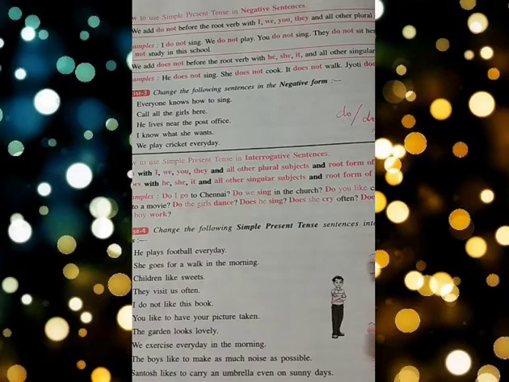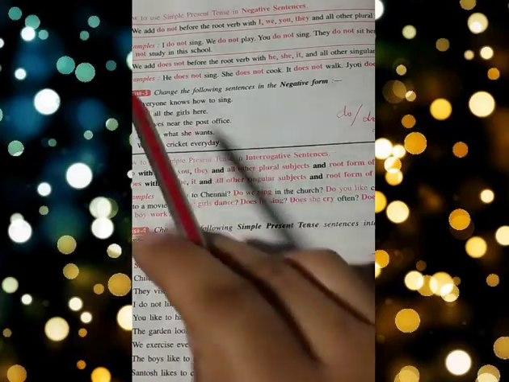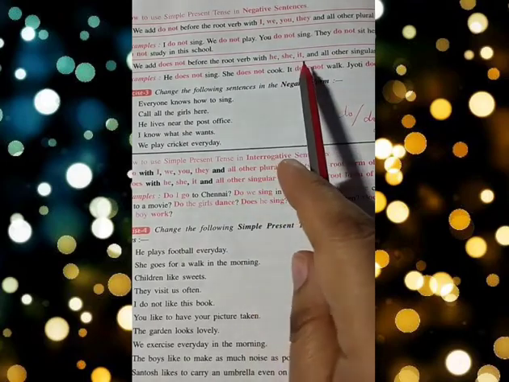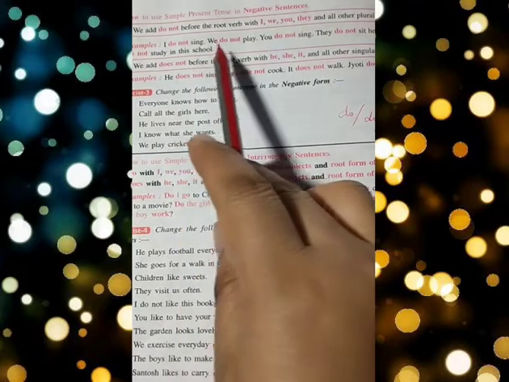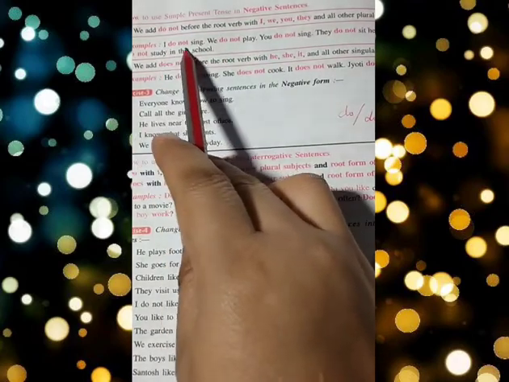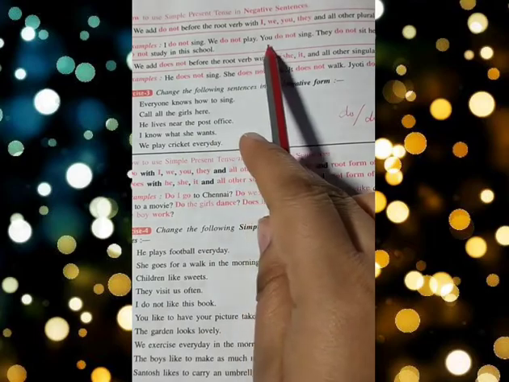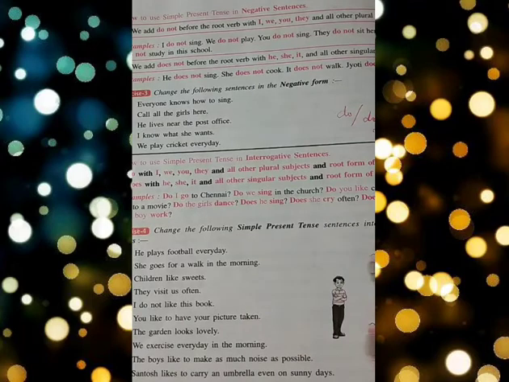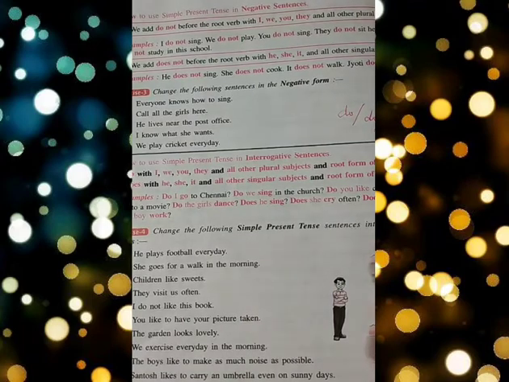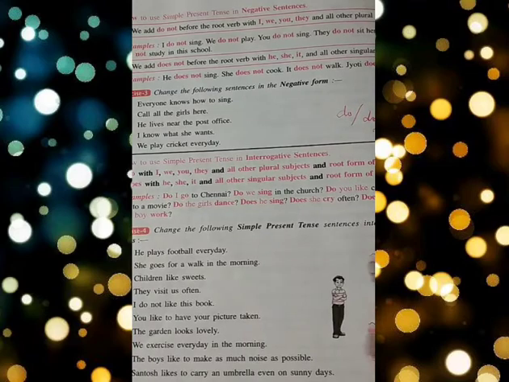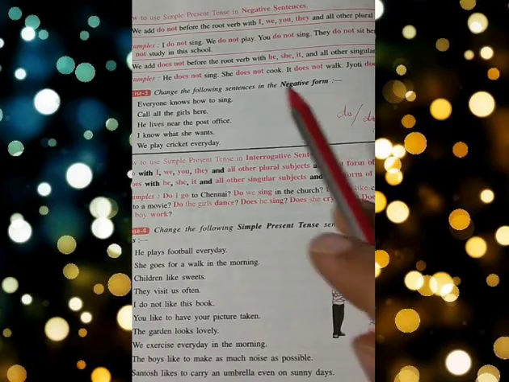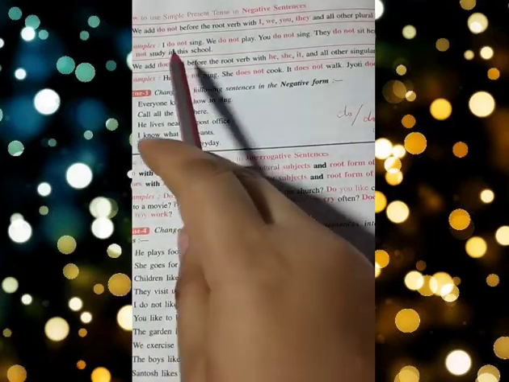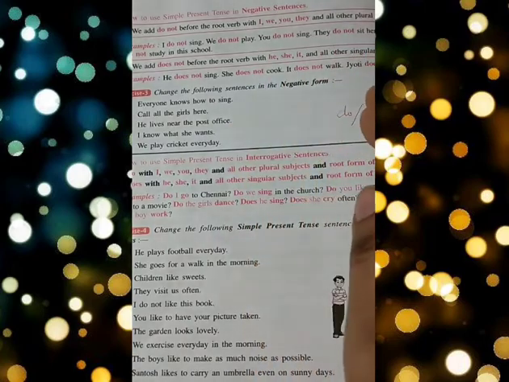For this, we need a helping verb, that is do or does, and another word, that is not. So these are the examples: I do not sing, we do not play, you do not sing, they do not sit here. These are the uses with the first person, second person and third person plural subjects. We are using the first form of the verb, that is do plus not. So I've explained these examples to you.